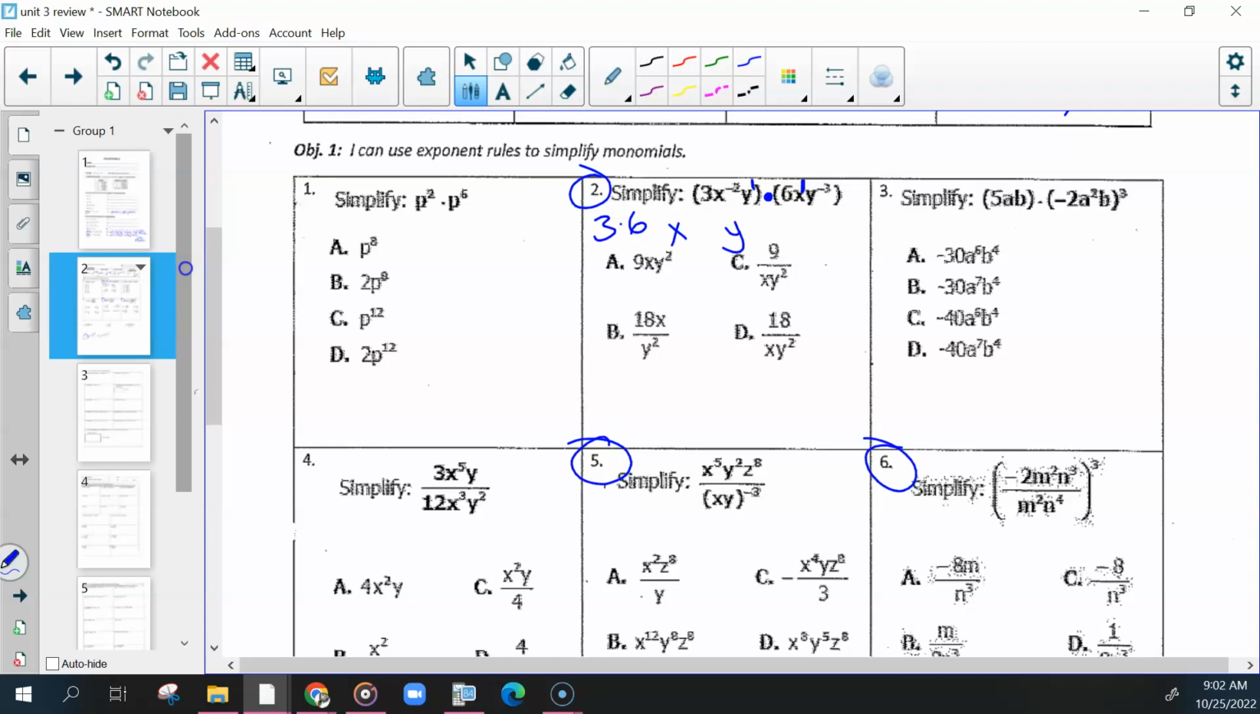Negative 1 and negative 2. So x to the negative 1 and y to the negative 2. If we multiply 3 and 6, we would get 18. So it can't be A, it can't be C. Then these both have negative exponents. So that means they're both going to be in the denominator. So D would be our answer. Questions on that one?